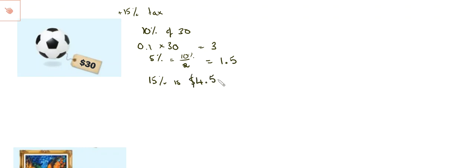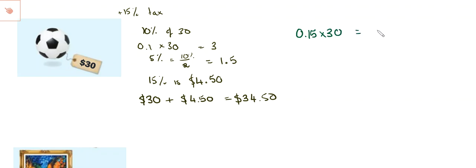Or, because it's money, $4.50. And then we do $30 plus $4.50. And that equals $34.50. Could anyone do it in a much quicker way now? Go for it. 0.15 times 30 is 4.5 or 4.50. Yeah. And then, yeah, you just plus it.